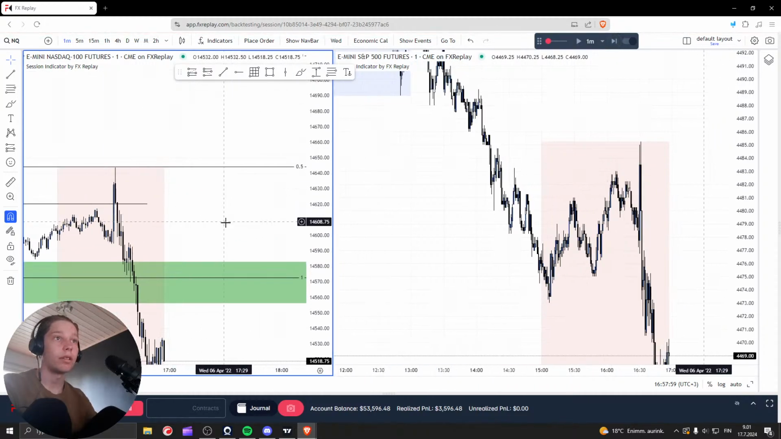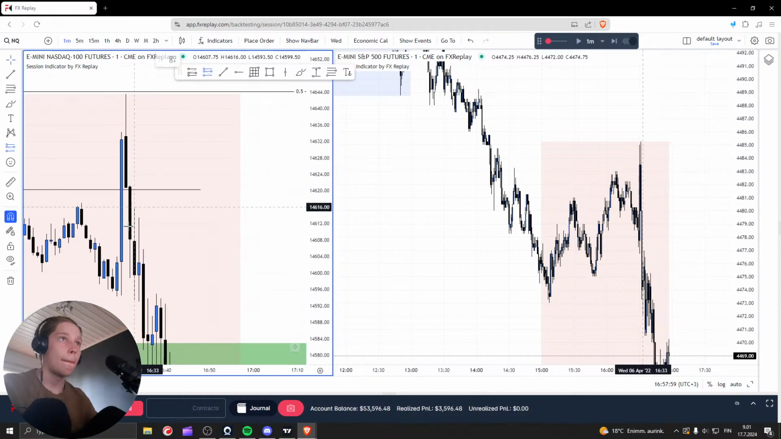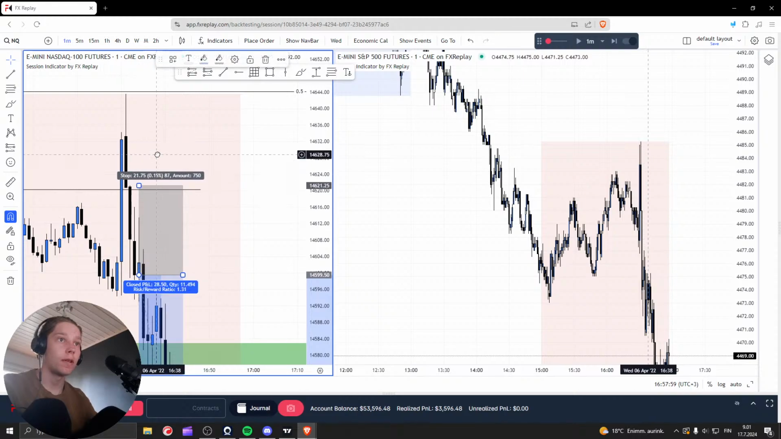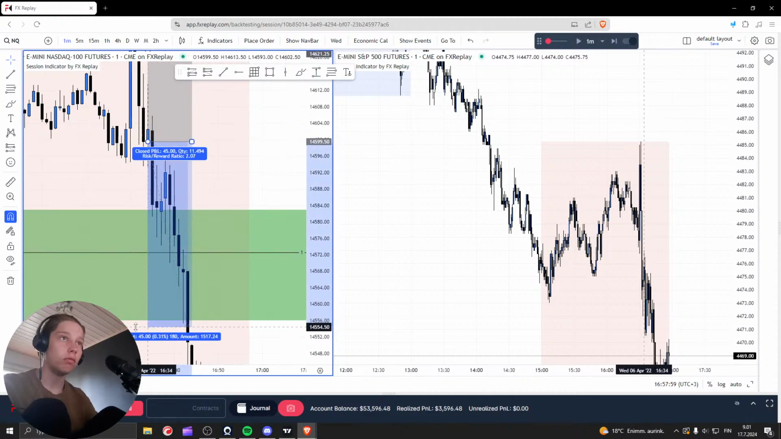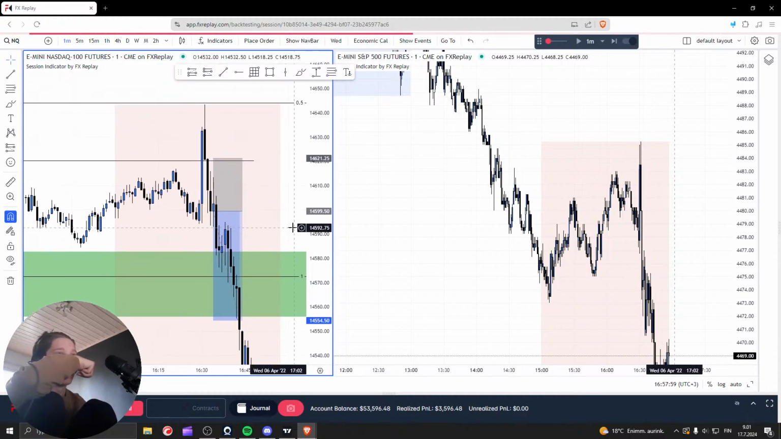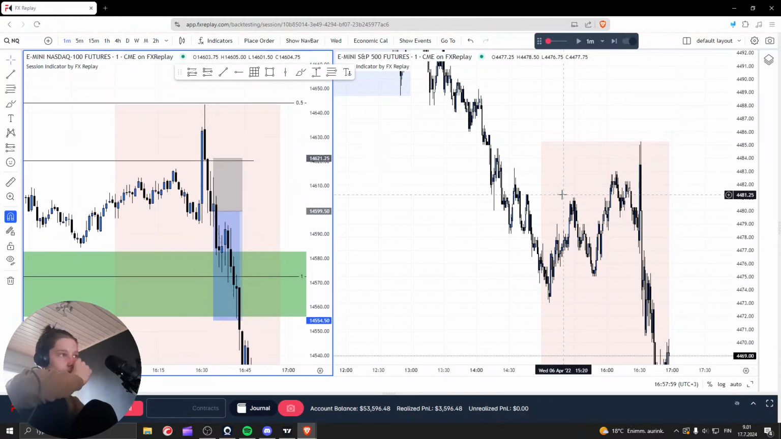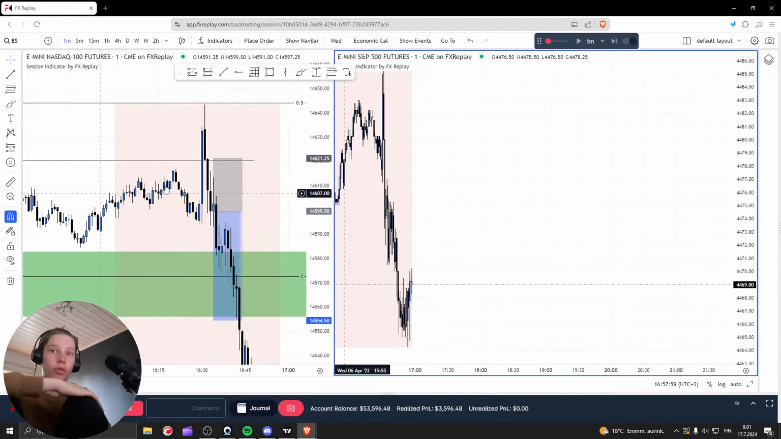So if I traded an inversion model, that would be your entry, possibly there. We could target 1 to 2 R and that would hit. But yeah, that was nice and quick backtesting.